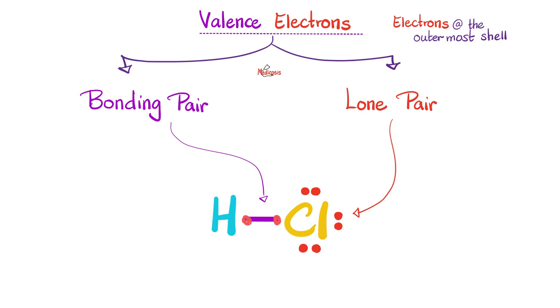How about the electrons that are not part of the bond? What do you call them? Lone pairs. Here is a lone pair, another lone pair, a third lone pair.